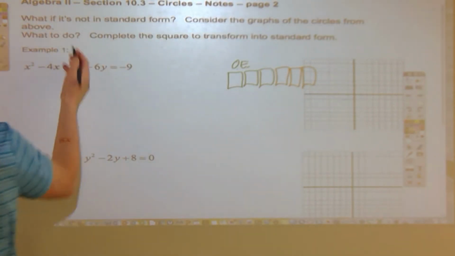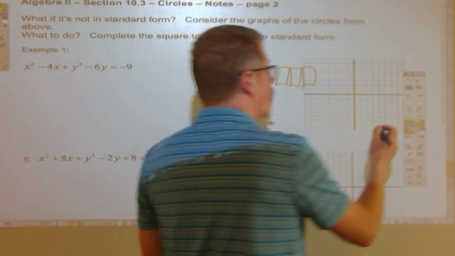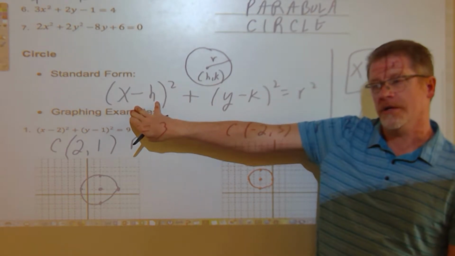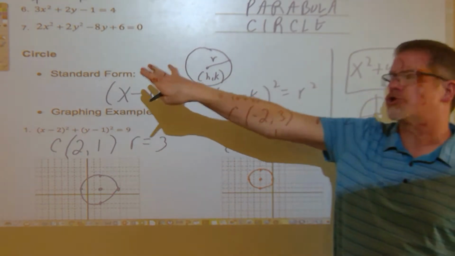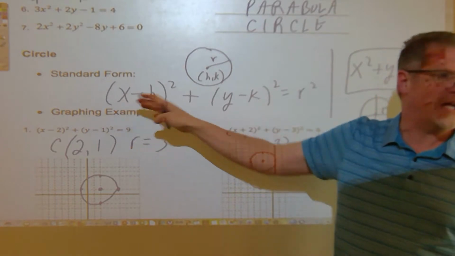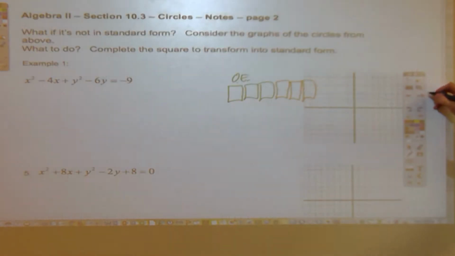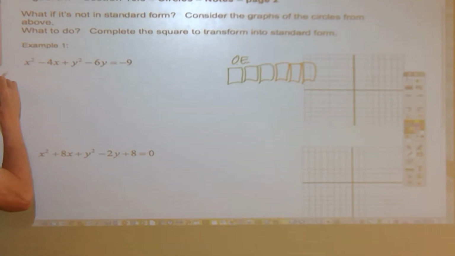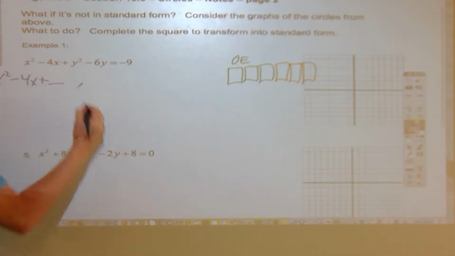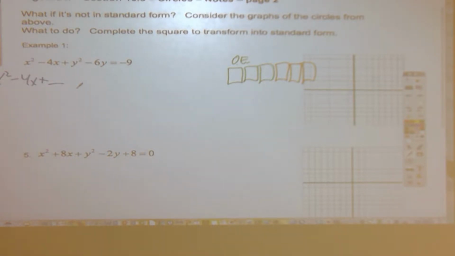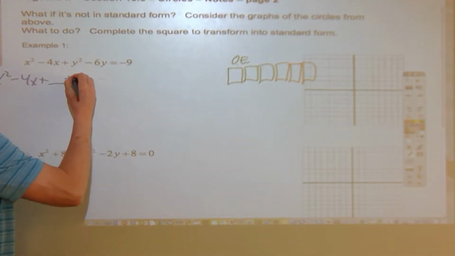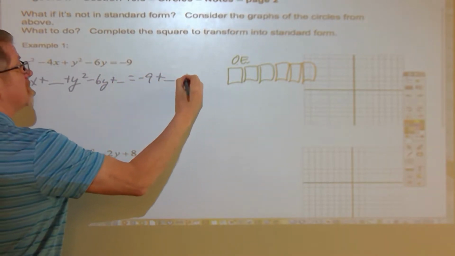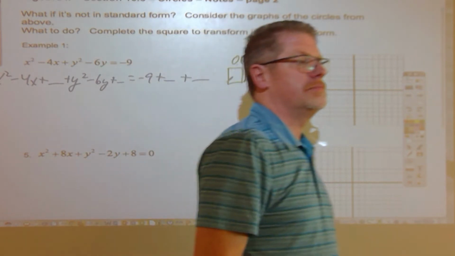We've got to complete the square in x and in y. Why must we complete the square twice? Well, look at the standard form. We need a perfect square here and a perfect square there. So we need a triplet of boxes to pull this off and another triplet right over there. So here we go. Let's complete the square twice. The skeleton for this problem is x squared minus 4x plus blank, because we have to complete the square in x, plus y squared minus 6y plus blank equals negative 9 plus blank plus blank.